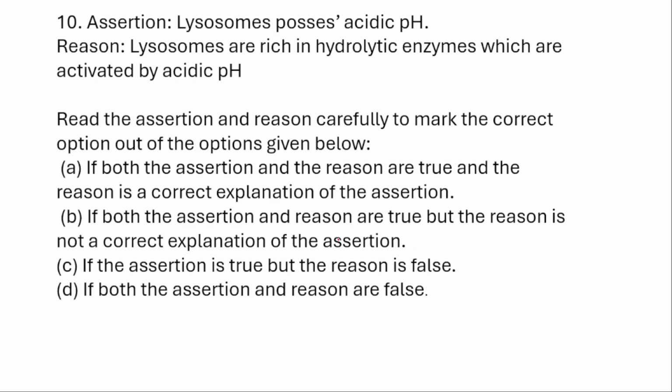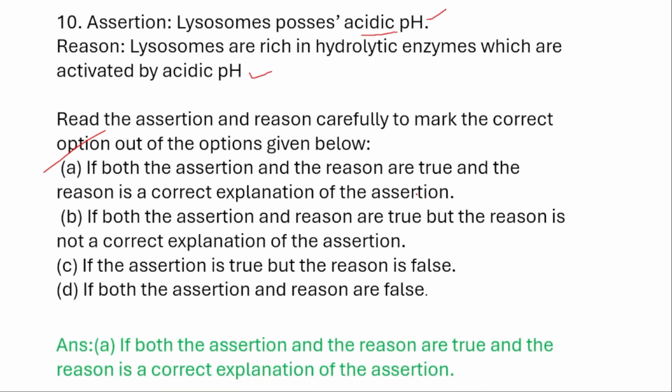The last question. What assertion is there? Lysosome possesses acidic pH. Of course it is possessing acidic pH. Lysosomes are rich in hydrolytic enzymes which are activated by acidic pH. So the answer will be, if both assertion and reason are true and the reason is the correct explanation of the assertion, this is the correct option. A is correct for the 10th question. Now my work is over.